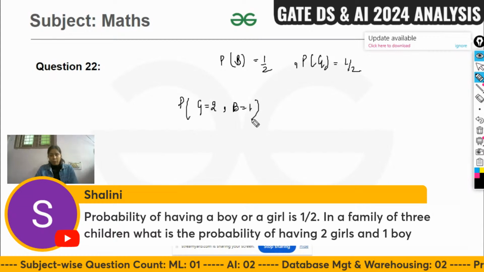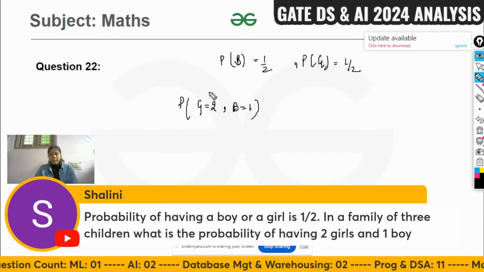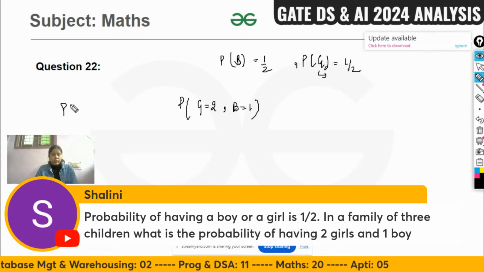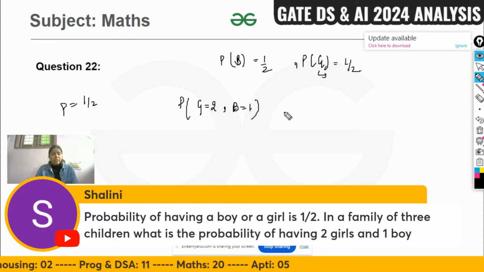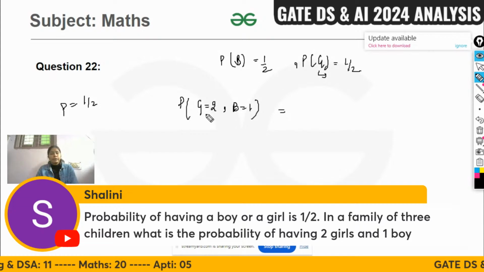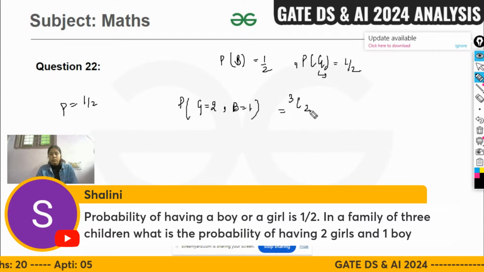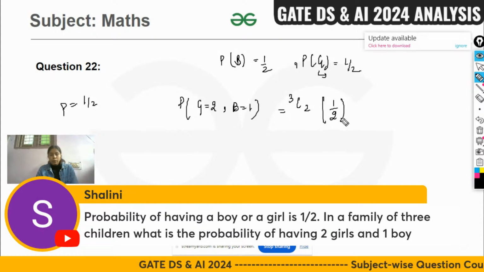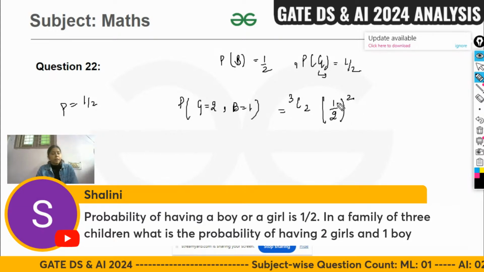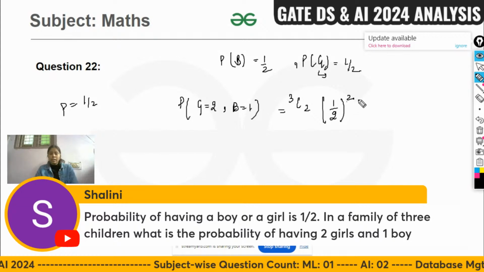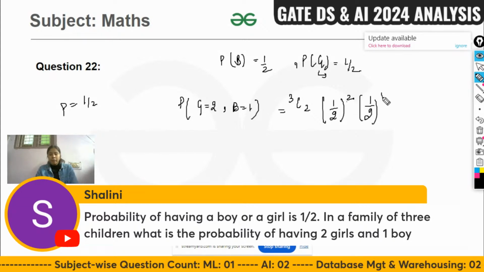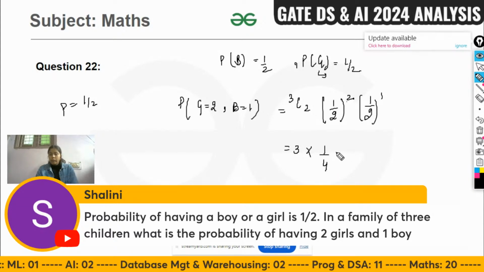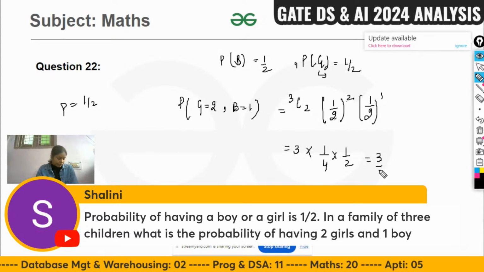Guys, this is a binomial distribution question. So let's suppose probability of a success is having a girl, right? So if I take p equals 1 by 2. Out of 3 times in total, we have done the experiment 3 times, 3C2, right? Because we want 2 girls, 3C2, and we get 1 by 2 to the power 2. That means 1 by 2 to the power 2 for girls and 1 by 2 to the power 1, that means 1 boy. So it would become 3 into 1 by 4 into 1 by 2. That means 3 by 8. This is simple.